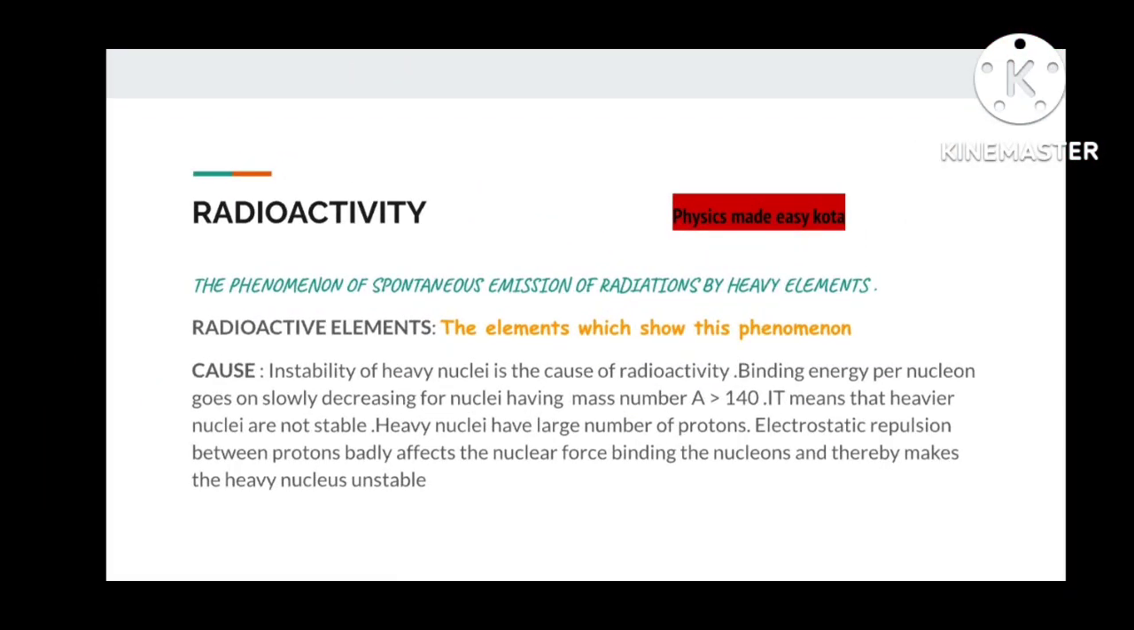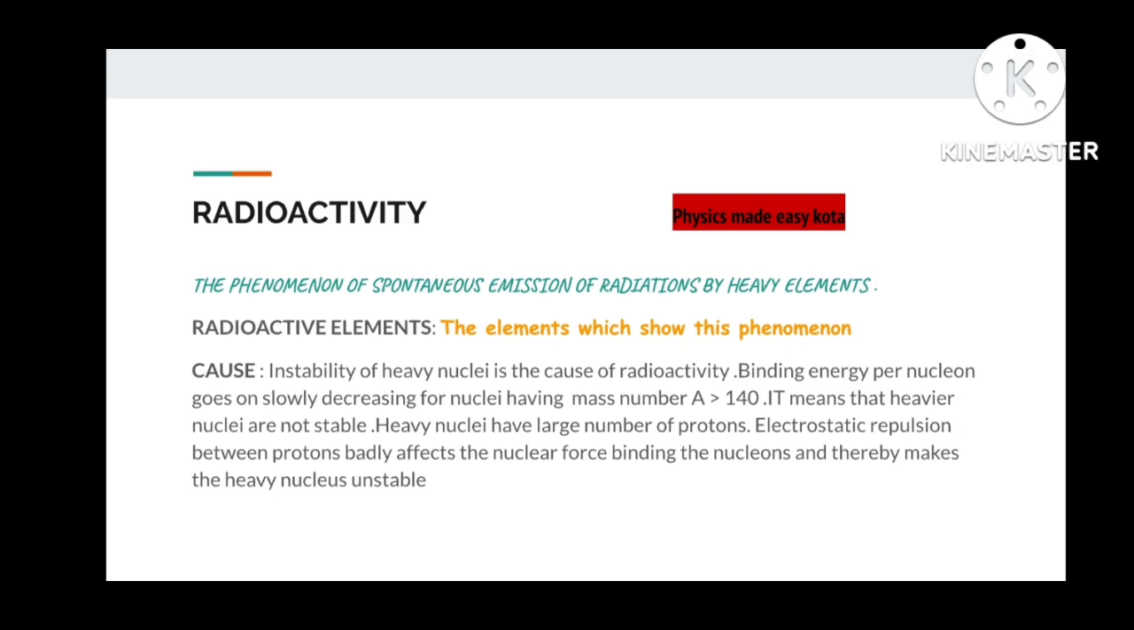Radioactivity is one of the phenomena which deals with the spontaneous emission of radiations by heavy elements. There are different types of radioactive elements that show this phenomenon. So why do they show such behavior? There is a respective cause behind this phenomenon: heavy nuclei are unstable, and this instability becomes the cause for radioactivity.